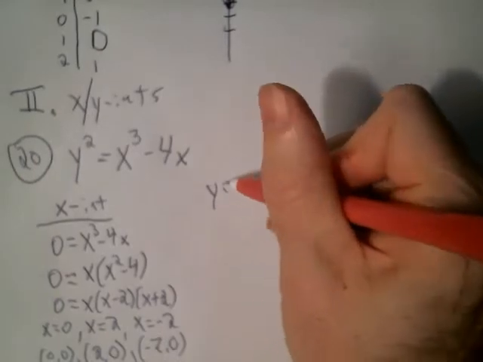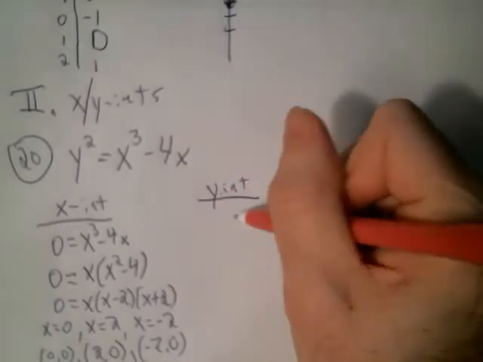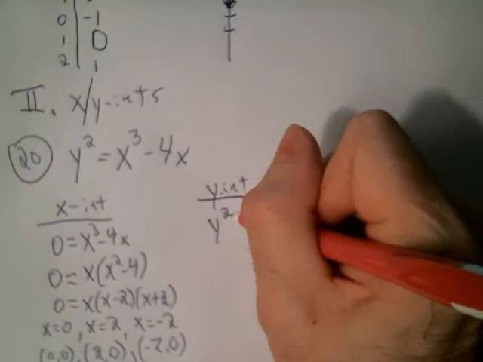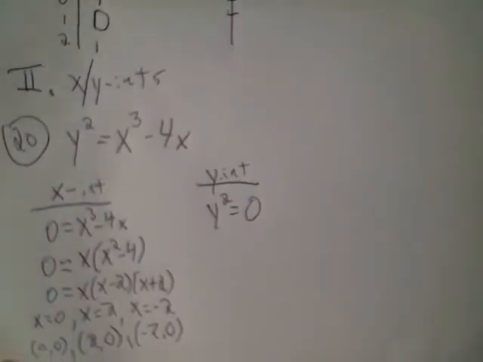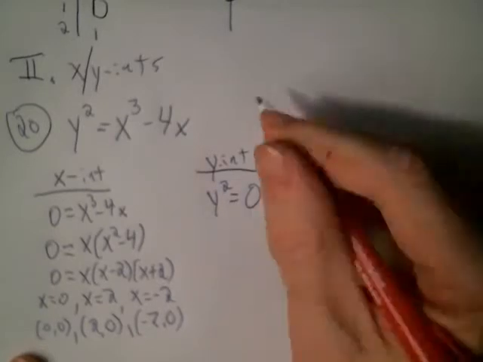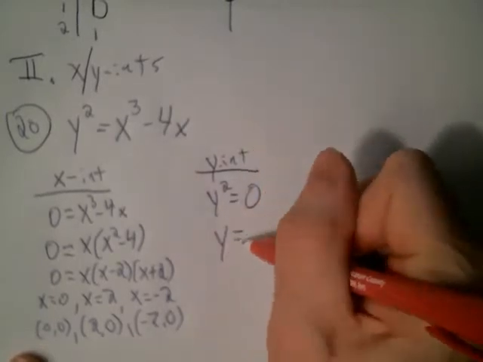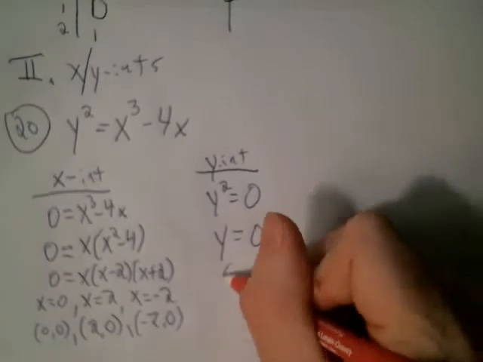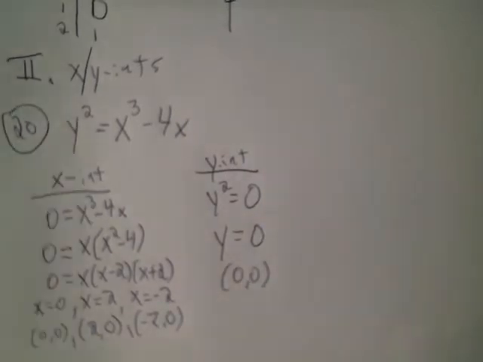What about y-intercepts? For the y-intercepts, you let x equal 0. So I'll have y² equals 0. And then what squared equals 0? Well, the only answer there will be 0, of course. So our y-intercept is just (0, 0).